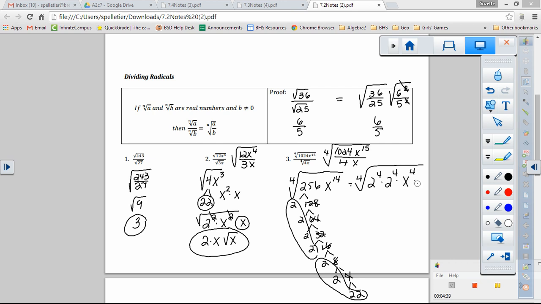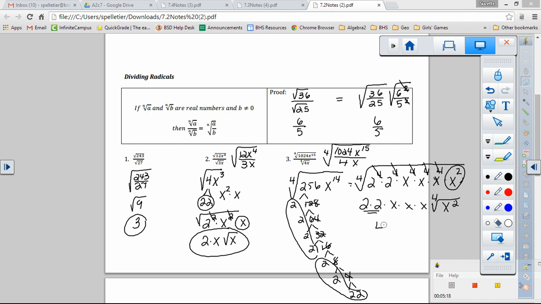So 4, 8, 12, 13, 14. So I'm going to have that x squared left over, okay? Everything else is a perfect 4th power under a fourth root. Cancel, cancel, cancel, cancel, cancel. 2 times x times x times x times the fourth root of x squared, and then simplify.